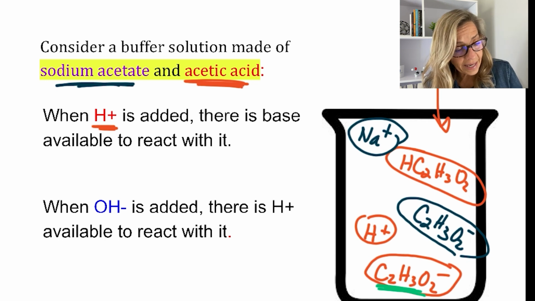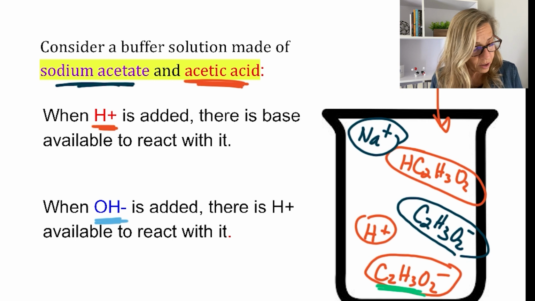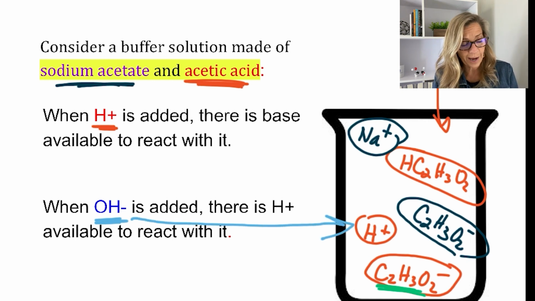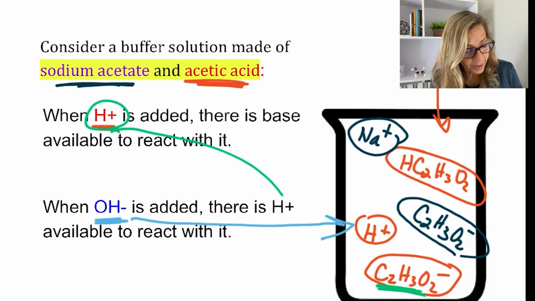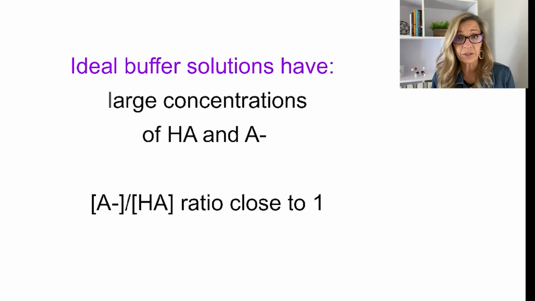If we add hydroxide to the solution, what's it going to be looking for? The OH is going to go grab the hydrogen ions. It's going to attack the acid. So the H+ is going to go get the conjugate base, and the hydroxide is going to get the hydrogen ions. And that would keep the pH of the solution fairly steady.